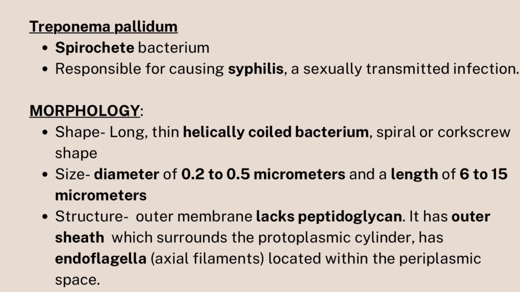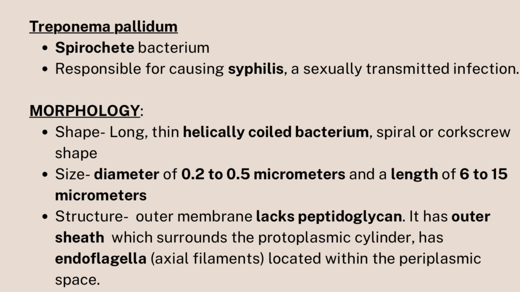Morphology. Treponema pallidum is a long, thin, helically coiled bacterium. It has a spiral or corkscrew shape, and this shape allows the bacterium to move efficiently through various tissues. The bacterium is very thin, with a diameter of 0.2 to 0.5 micrometers and a length of 6 to 15 micrometers. The outer membrane of Treponema pallidum lacks bacterial cell wall components like peptidoglycan.